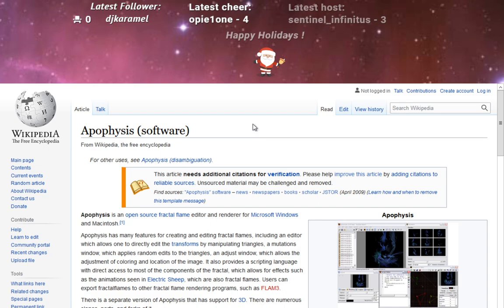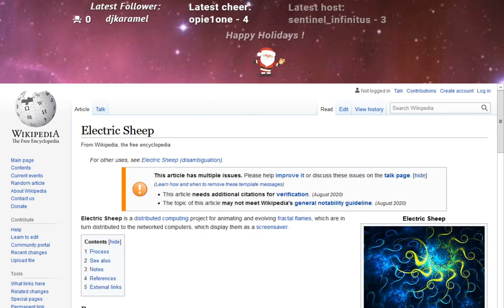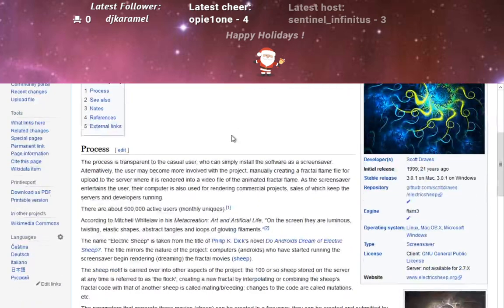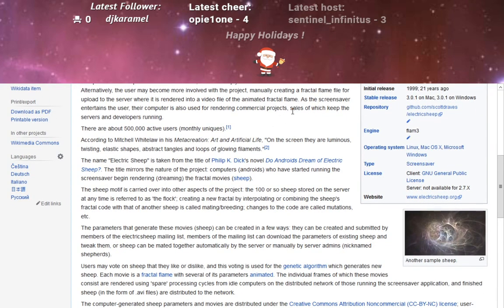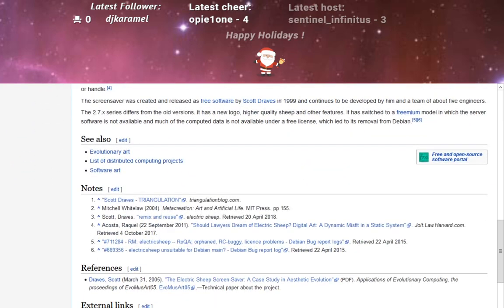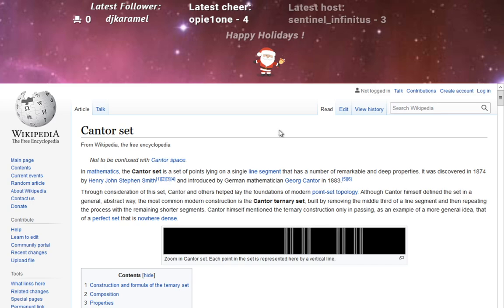Open source fractal flame editor. Okay, I may have to check that out later. Electric Sheep, a screensaver. Check it out later. My bird's funny.